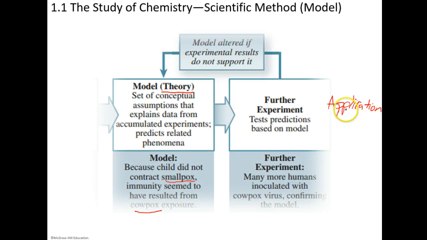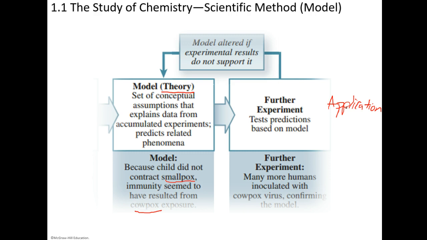Well, first you have to discover radio waves, which were discovered probably 100, 150 years ago. And then an application of using radio waves is using a cell phone. So that's an application of a scientific discovery. Okay, so the further experiment is to test the predictions based on the model to further test it. So another group might do the same thing, or they might get more people.